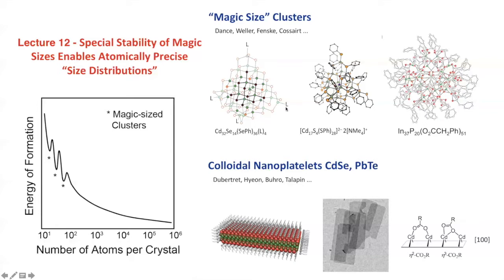This same kind of phenomenon also appears in nanoplatelets. So these are a few monolayers thick, say 2, 3, 4, 5 monolayer thick crystals of cadmium telluride here in this image, but lots of different materials make these colloidal nanoplatelet type structures. And they have large lateral dimensions. This is probably 100 nanometers and 50 nanometers, something like that.